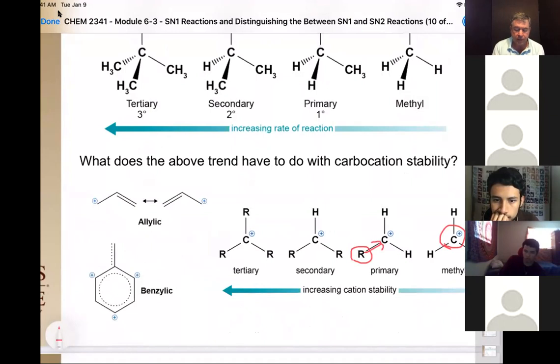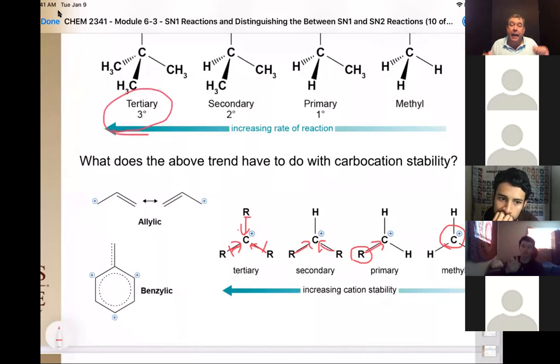Once we get to a secondary, we can do that with both of the groups attached to it, making our tertiary the most stable of our non-double bonded systems, because we can donate electron density into all three systems. All three of those carbons can donate, making it the most stable. So carbocation stability is directly related to SN1 reaction rate.